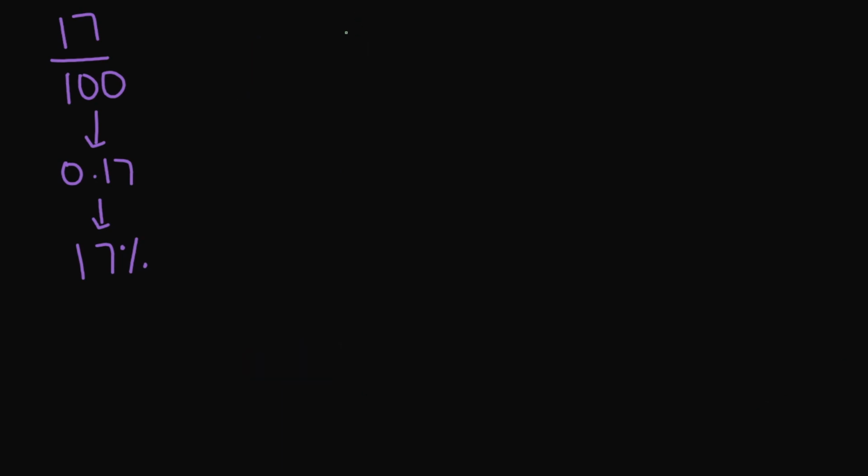So let's say you had your decimal, 0.17. How do I turn this into a percentage? Well, we just did it right here. You move 2 decimal places to the right. So this is going to be 17%.